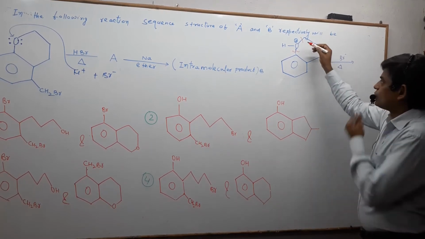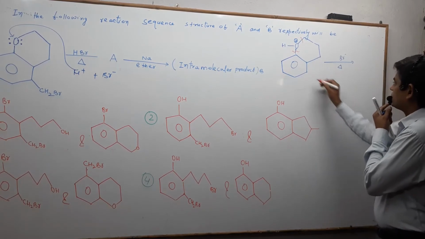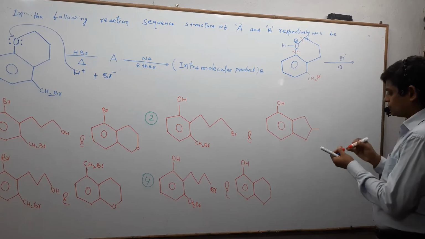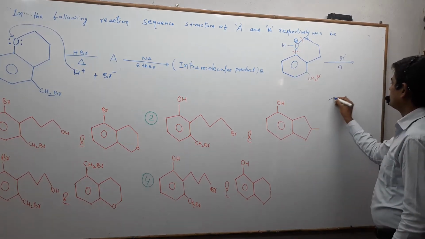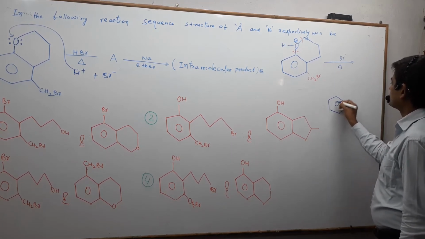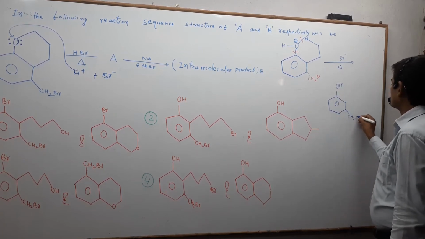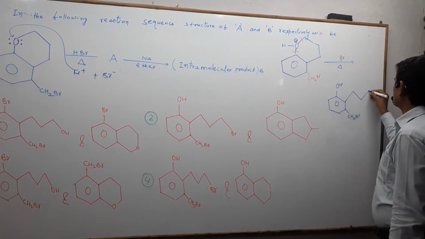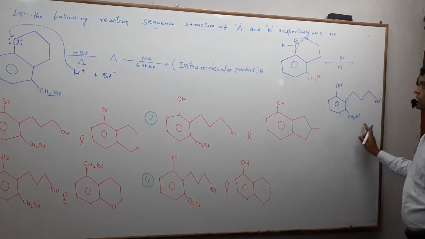So here this bond will break. So what will happen? Here we also have CH2Br. So the product will form like this. So this product will form, and this is product A.